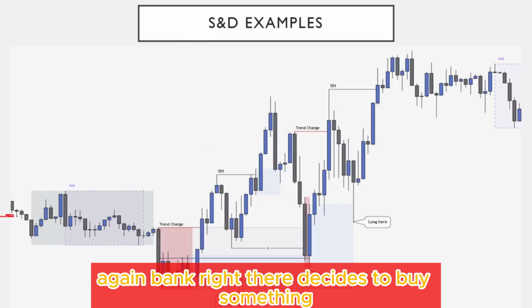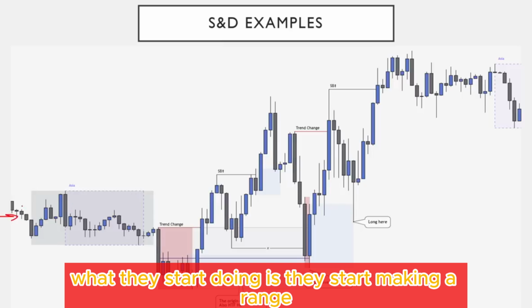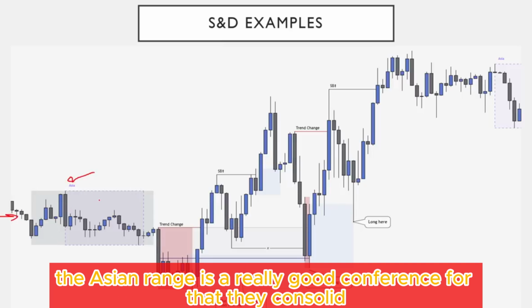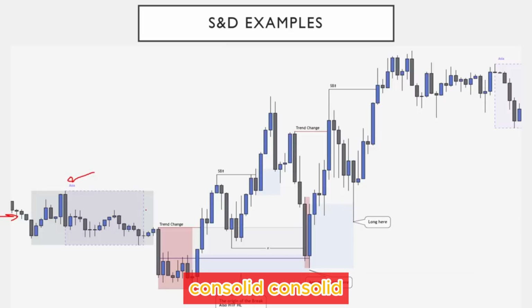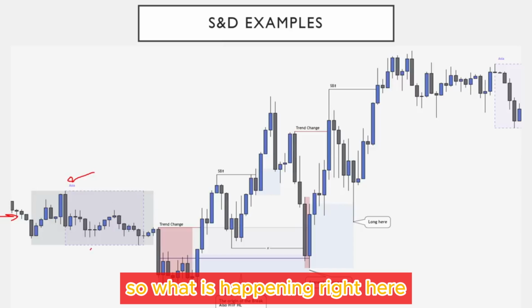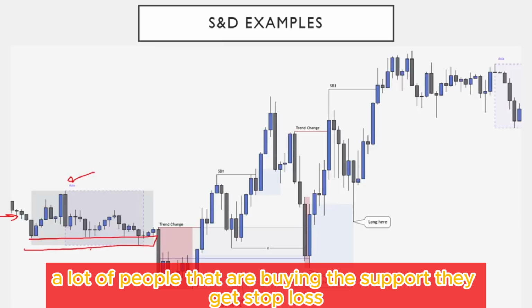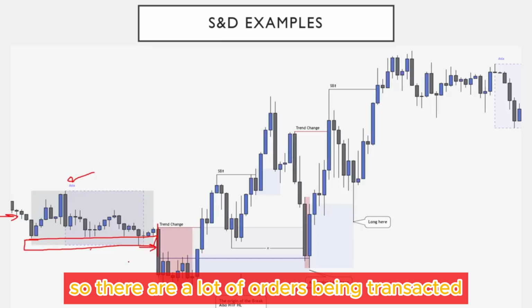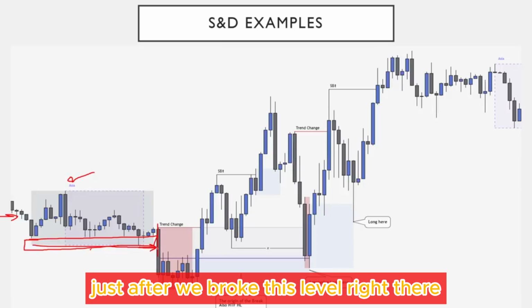Again, bank right there decides to buy something. What they start doing is they start making a range. And usually, once again, as I told you, the Asian range is a really good confluence for that. They consolidate. And what they do is they launch this fake move. So what is happening right here? A lot of people that are buying this support, they get stop loss. A lot of people on this breakout are entering also into sells. Okay, so there are a lot of orders being transacted just after we broke this level right there.